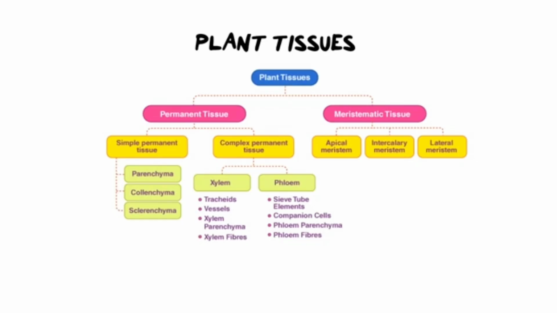Let's just quickly break down the plant tissues and then I'm going to go into more details. Plant tissues are, first, meristematic tissues, and second, permanent tissues, so simple permanent tissues and complex permanent tissues. Meristematic tissues are apical, intercalary and lateral tissues. Simple permanent tissues are parenchyma, collenchyma, sclerenchyma, and complex permanent tissues are xylem and phloem.